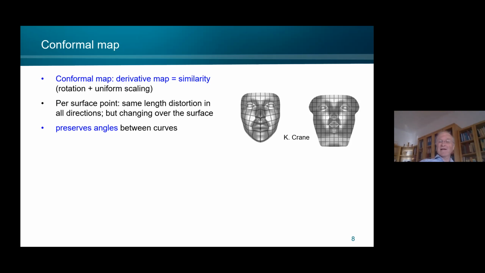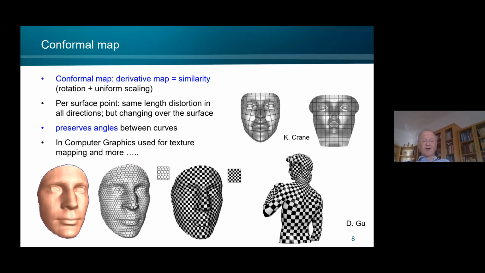Similarities preserve angles, which you see here. We have this UV plane on the right-hand side, and here's a 3D model, and this orthogonal grid of straight lines in the UV plane is mapped onto this orthogonal curve network on the surface. There is a lot of work in computer graphics on conformal mappings. They are used, among other things, for example, for texture mapping.